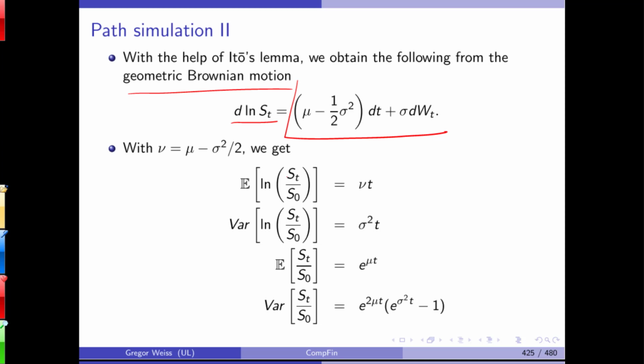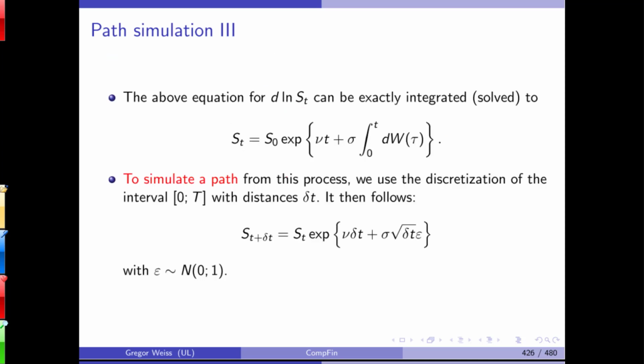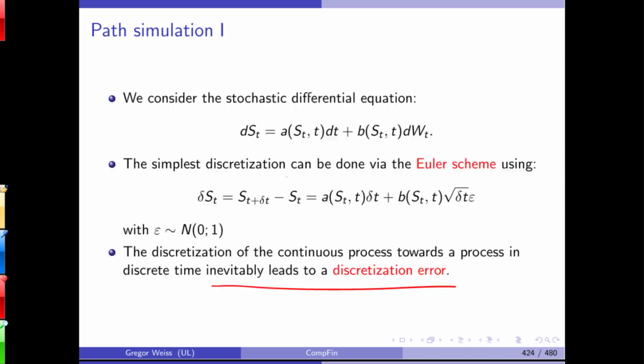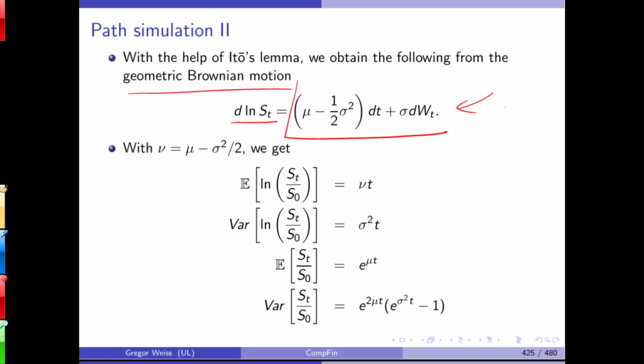The variance is given by sigma squared times t. The expected value of S_t over S_0 is the exponential function of mu and t, and the variance is also given. Now, by knowing this, we can solve the differential equation. Remember that this is a differential equation, and in stochastic calculus, we call solving a differential equation integrating it.